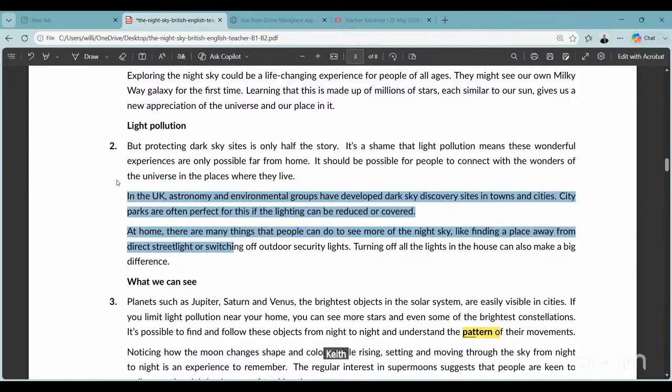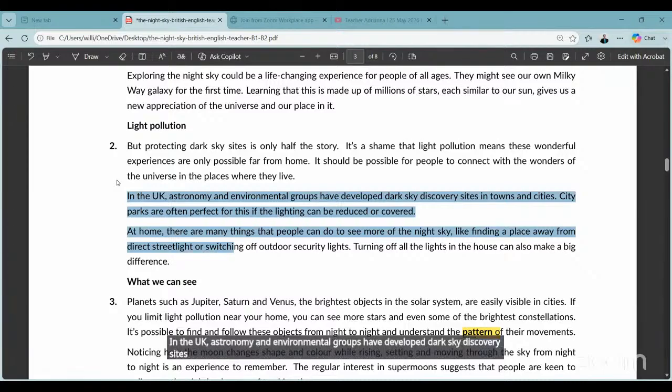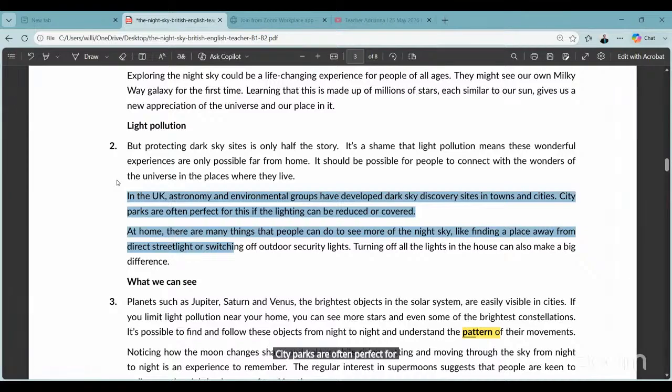In the UK, astronomy and environmental groups have developed dark sky discovery sites in towns and cities. City parks are often perfect for this if the lighting can be reduced or covered. At home, there are many things that people can do to see more of the night sky, like finding a place away from direct street light or switching off outdoor security lights. Turning off all the lights in the house can also make a big difference.